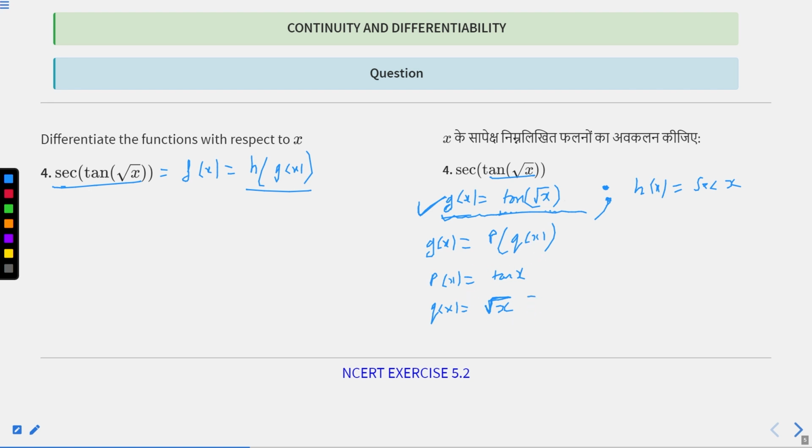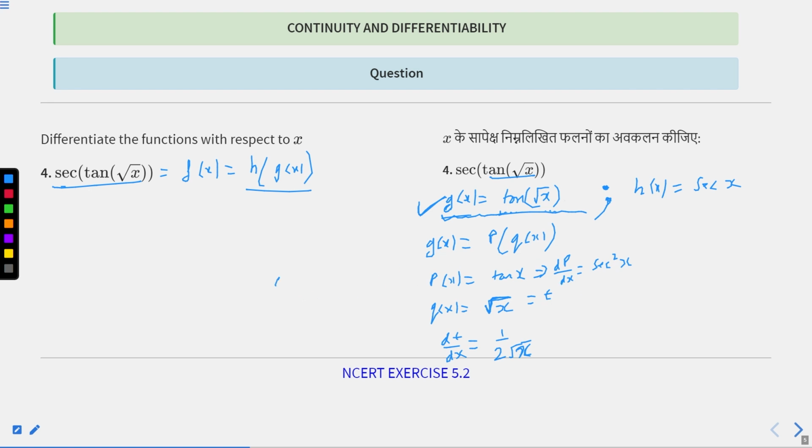Now I have to substitute it as t. This gives me dt by dx is 1 by 2 root x. I'm using the simple method. And for tan x, the derivative gives sec square x. This will give me this.